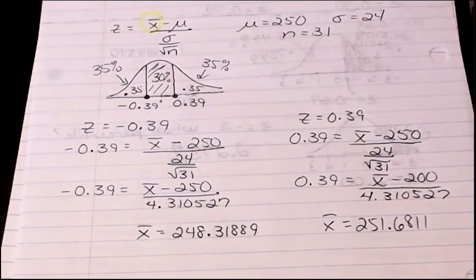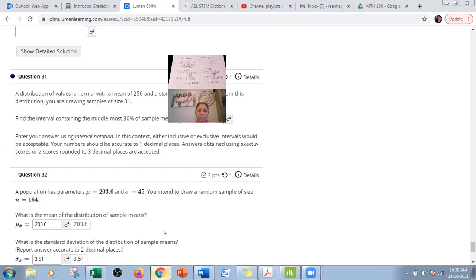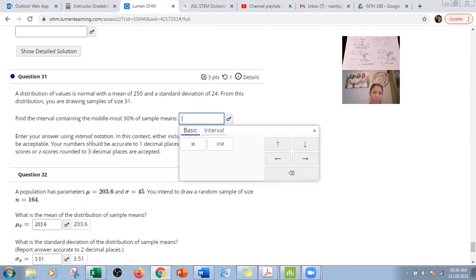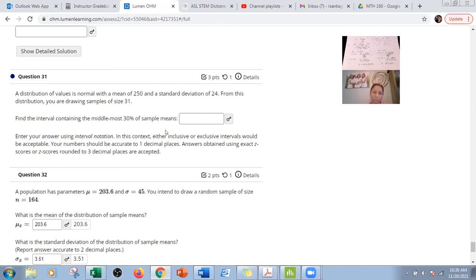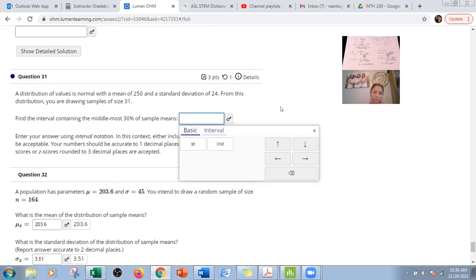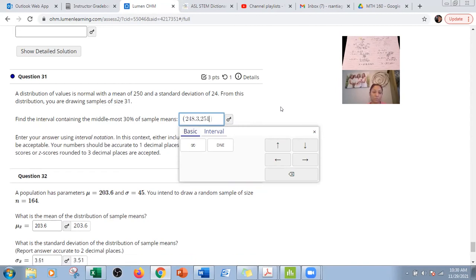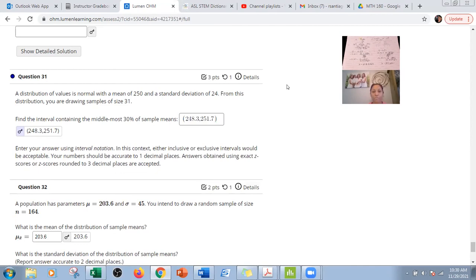Let's go over to our Lumen work. It says, enter your answer using interval notation, accurate to one place after the decimal. So parentheses, 248.3, comma, 251.7. That's what I had for my interval: 248.3 and 251.7. And you're done.